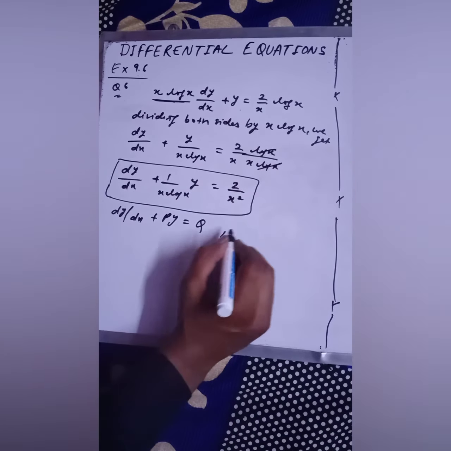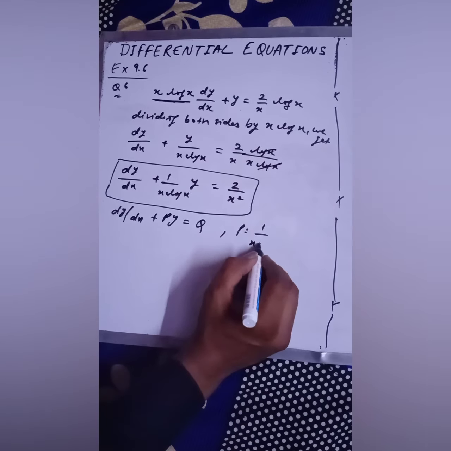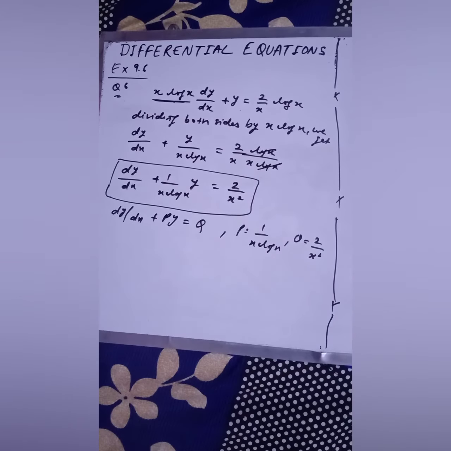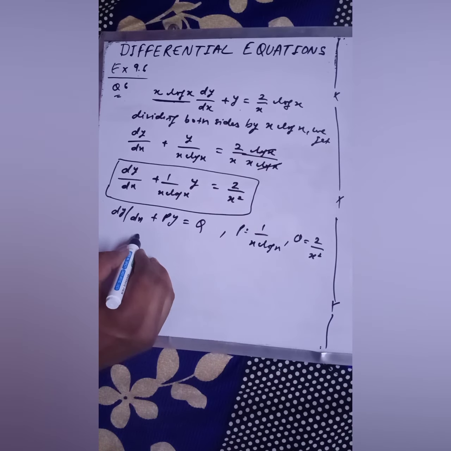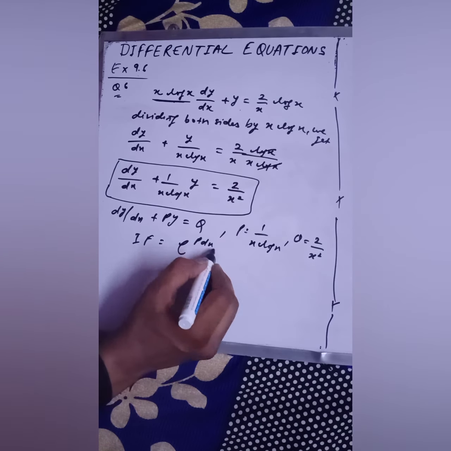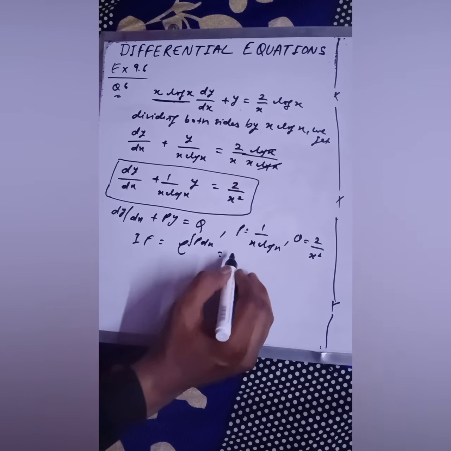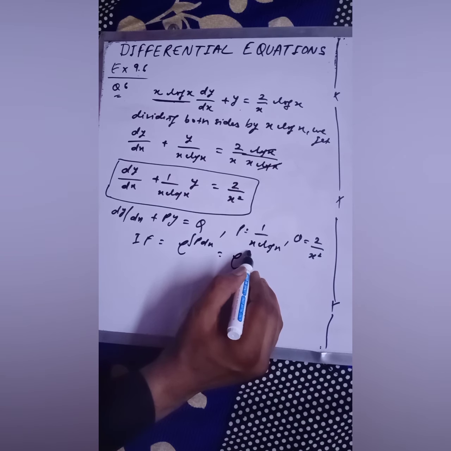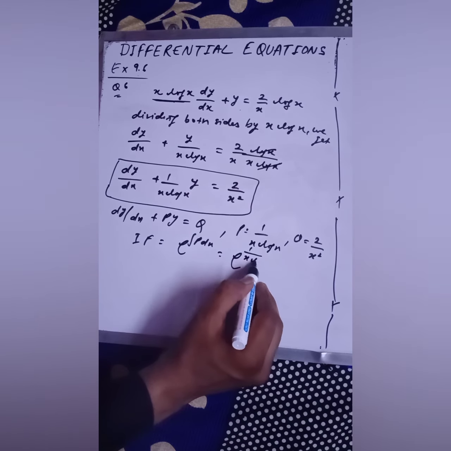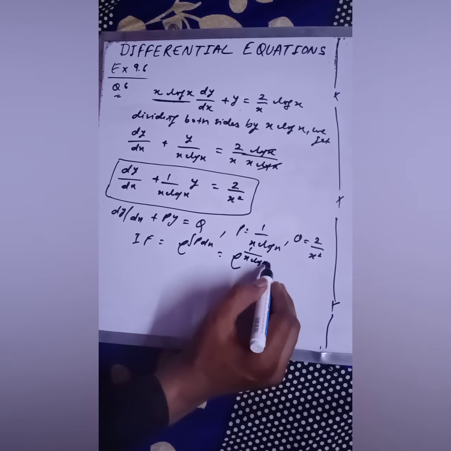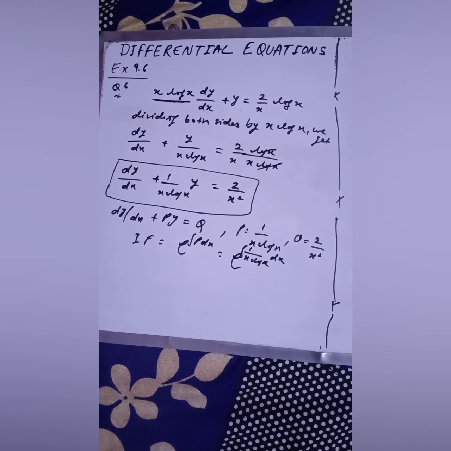Fine. So you have to compare this with this general equation, dy by dx plus py is equals to q. So p would be 1 over x log x and your q would be 2 by x square. Okay, so you have to find out if. Your if would be e raised to power p dx. This is the general formula. So your p is e raised to power integration of 1 by x log x into dx. Got it?